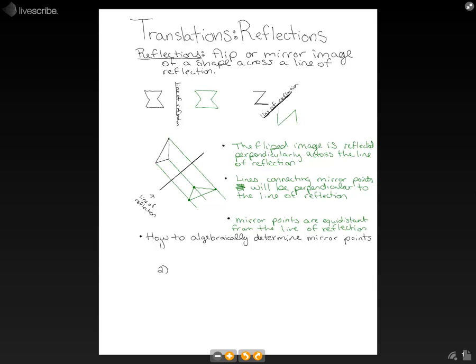Now, if you have your shapes on a coordinate plane, you can use some algebraic methods in order to determine where those mirrored points are going to land. The first step is to use the equation of the line of reflection and the vertices of the shape to solve for the perpendicular lines.